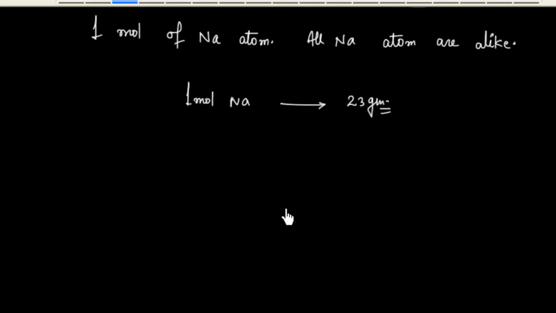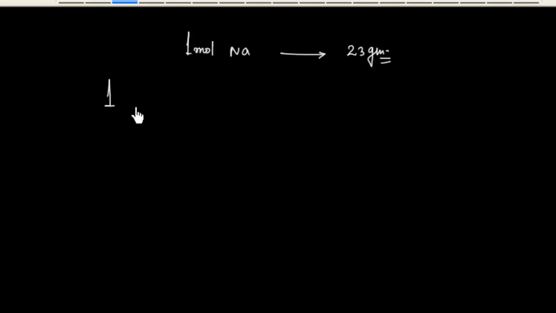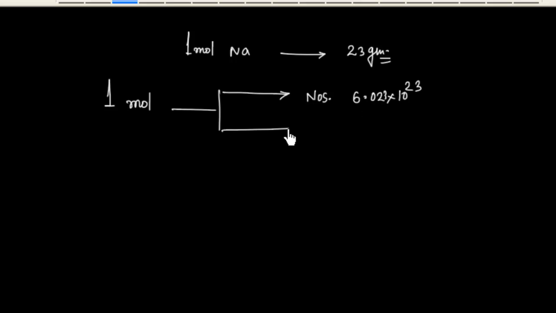So two things are important. When I say 1 mole, it has to say something about numbers, that is 6.023 into 10 to the power 23. It also says something about weight, and this weight is the mass of 1 mole of substance, that is called molar mass.